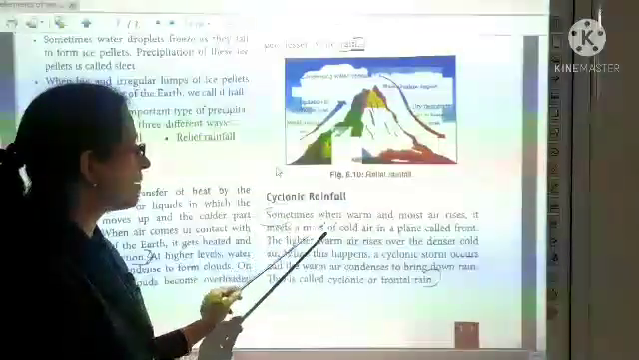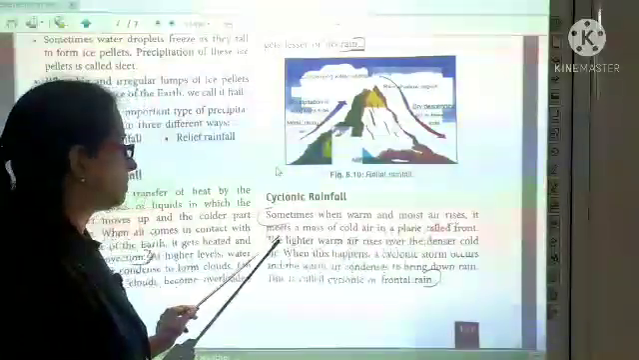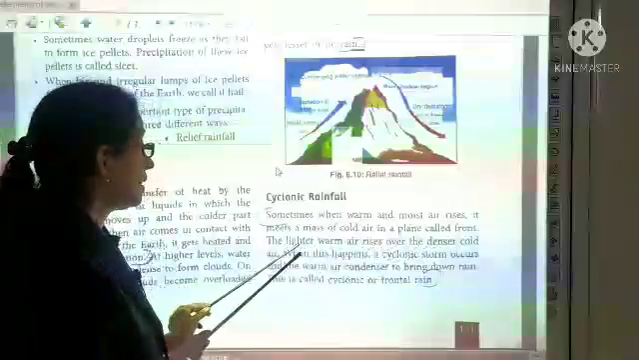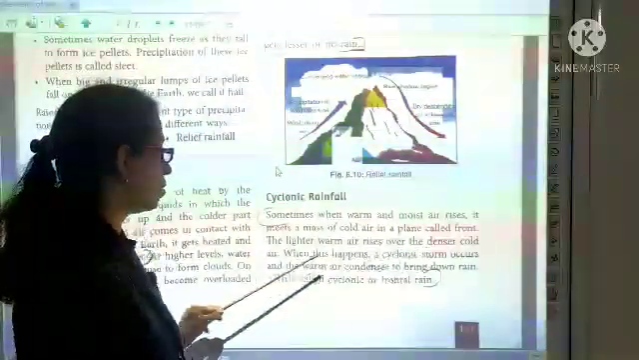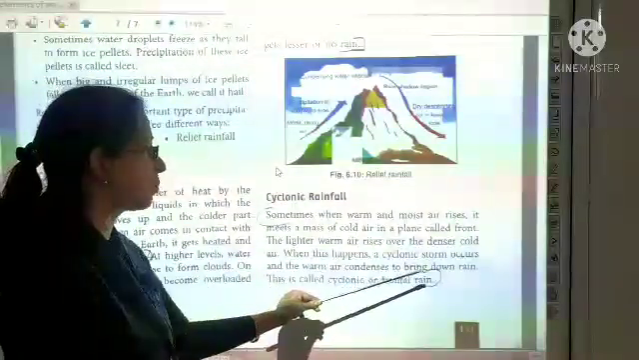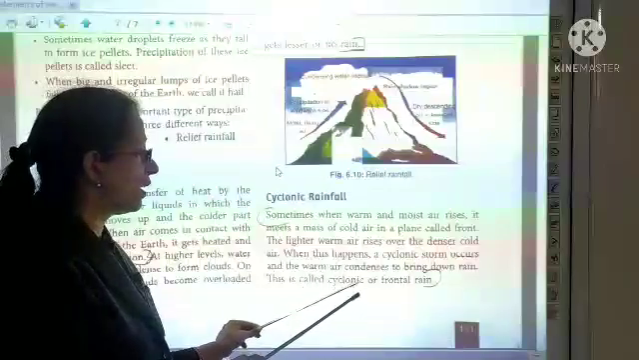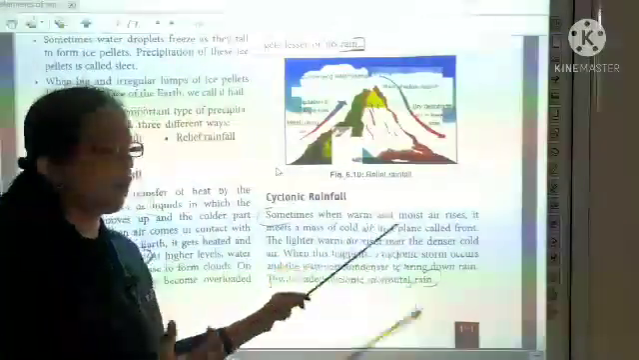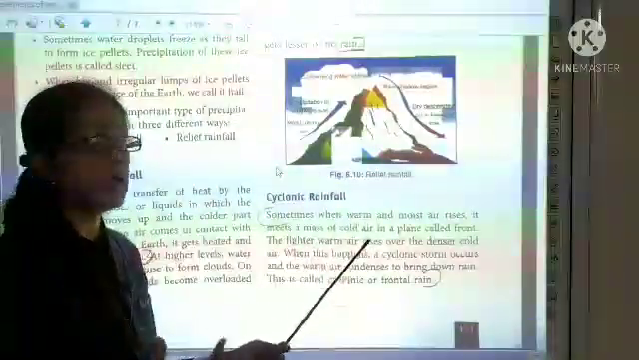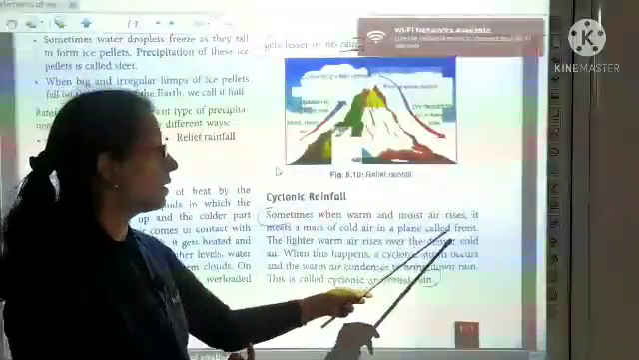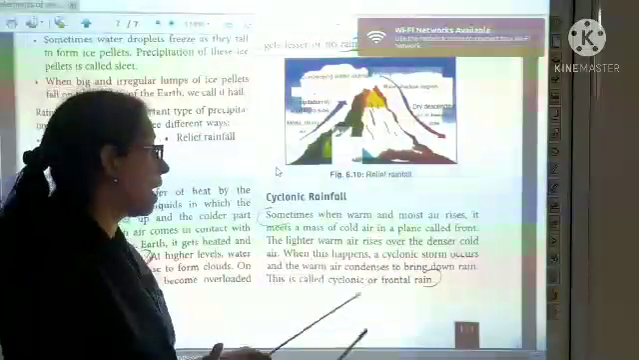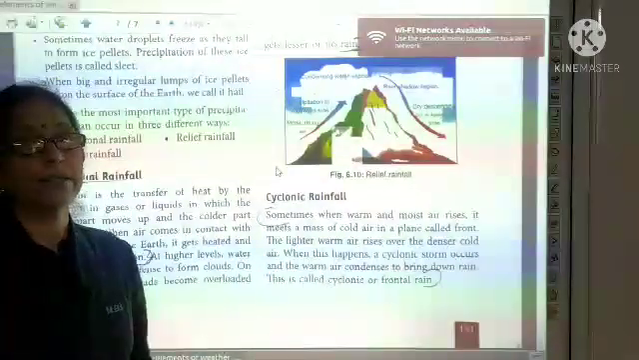साइक्लोनिक रेन क्या होती है? Sometimes when warm and moist air rises, it meets a mass of cold air in a plane called front. The lighter warm air rises over the denser cold air. When this happens, a cyclonic storm occurs and the warm air condenses to bring down rain. This is called cyclonic or frontal rain. Warm or moist air जब rise होती है and then combines with a mass of cold air. ये जब combine होता है तब अपन को यहाँ पर ये plane called front, ये वाली चीज़ develop होती है, उससे cyclonic storm आता है. So उसको cyclonic या फिर frontal rain बोलते हैं.